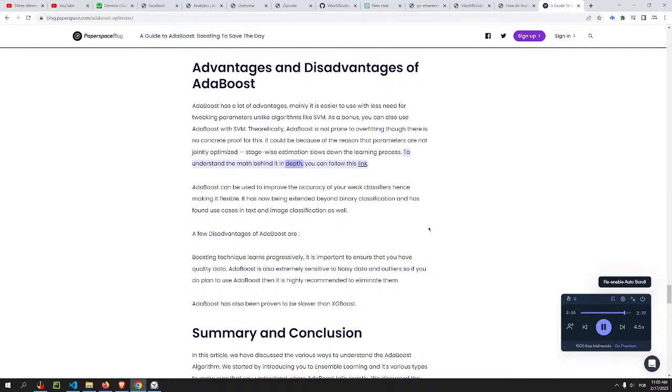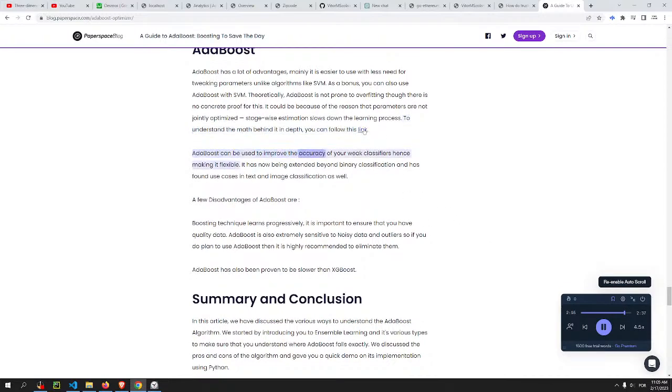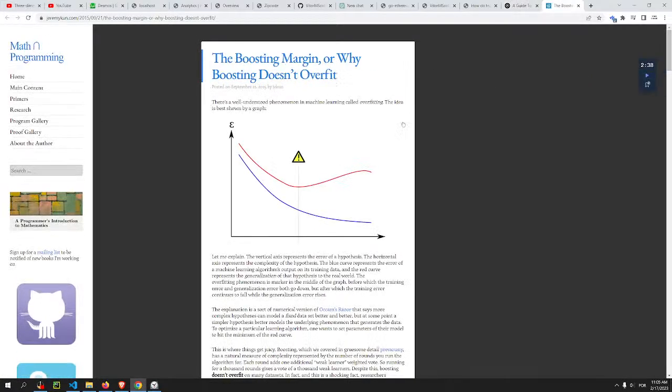To understand the math behind it in depth, you can follow this link. AdaBoost can be used to improve the accuracy of your weak classifiers, hence making it flexible. It has now been extended beyond binary classification and has found use cases in text and image classification as well.